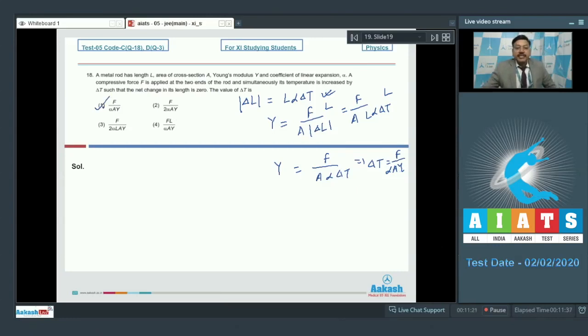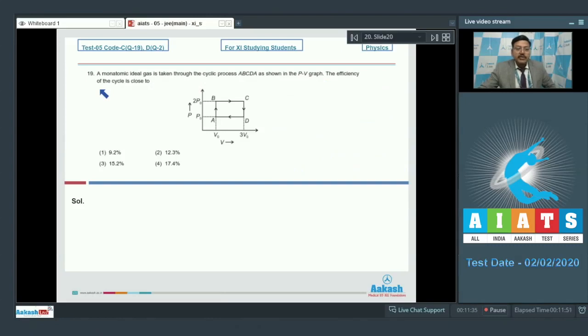Let's now go to the next question. Question 19 says a monatomic ideal gas is taken through the cyclic process ABCDA as shown in the PV graph. The efficiency of the cycle is close to. Well, clearly the question is from the topic thermodynamics, and if we look at the process, we can see that in process AB, heat is being absorbed by the gas. Let's say the heat absorbed is Q1. Why so? Because it's a case where the process is isochoric but pressure is increasing, and so temperature is increasing, and so the internal energy is increasing, and that change in internal energy is in fact equal to Q1, the heat absorbed by the gas.